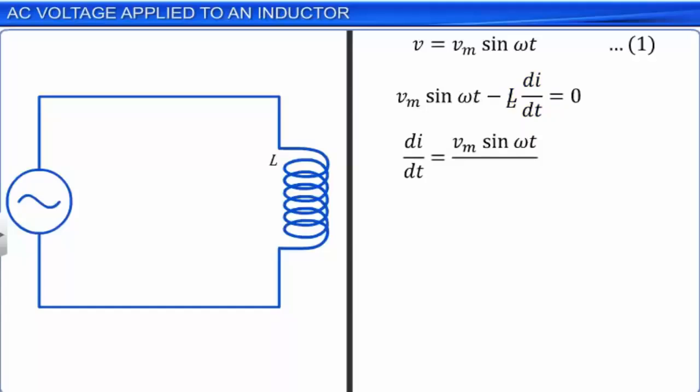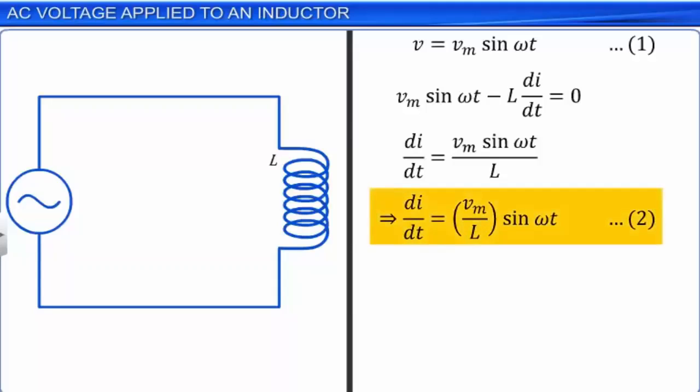Thus, we get di by dt equal to Vm by L sin omega t. Let this be equation 2. Equation 2 is a simple differential equation. It tells us that the first derivative of the current with respect to time is a harmonically varying quantity with an amplitude Vm by L and an angular frequency omega. This implies that this derivative is in phase with the applied potential difference.